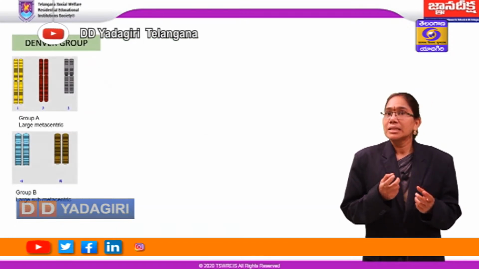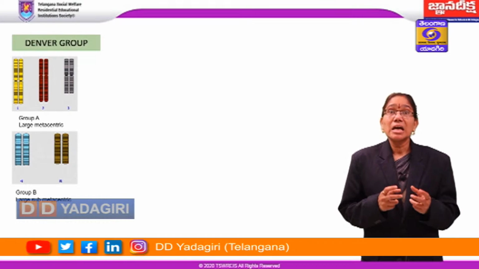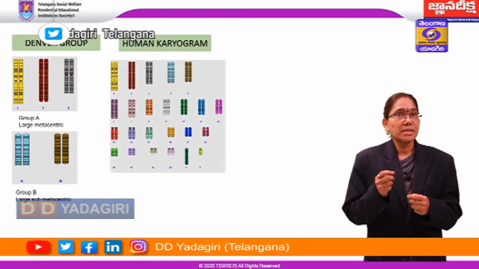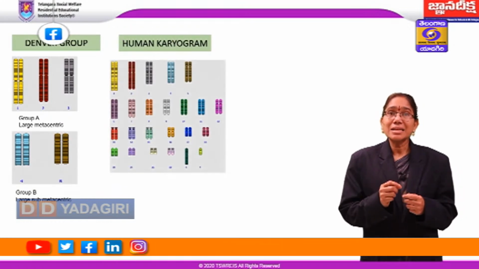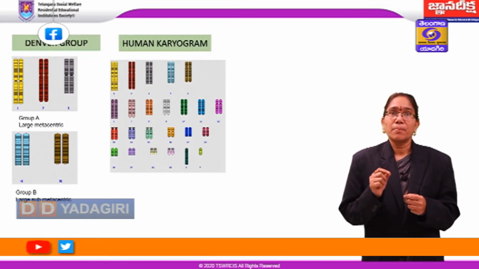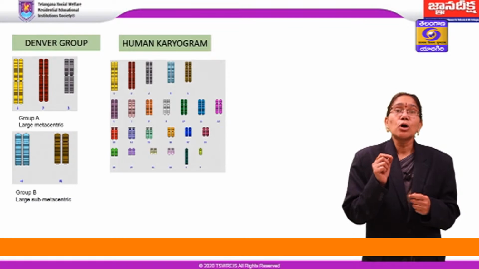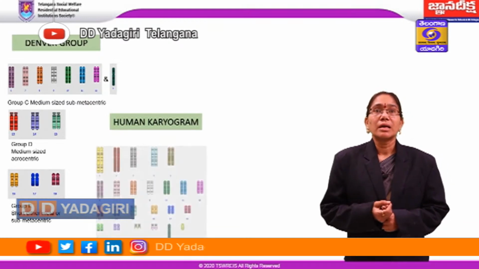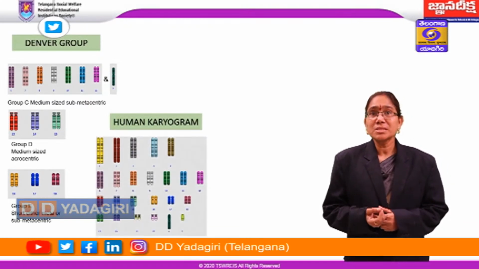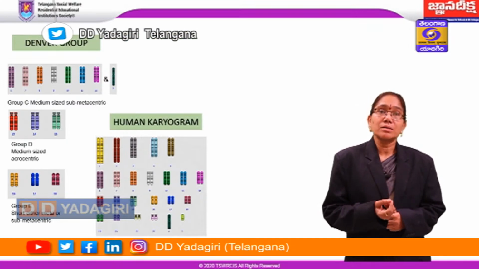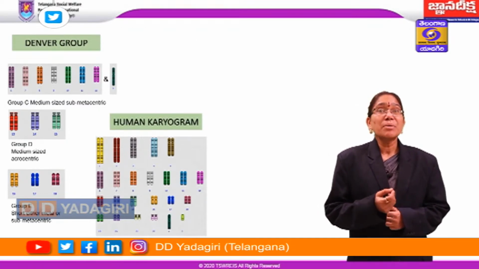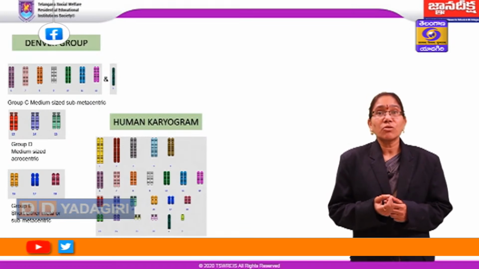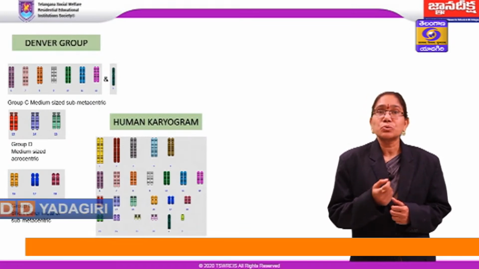Group A includes 3 pairs of chromosomes, which are large metacentric chromosomes. Group B contains 3 pairs of chromosomes. They are large submetacentric chromosomes, but smaller than the Group A chromosomes. Group C is the largest group among all. It has 3 pairs of chromosomes and also the X chromosomes are included in this. All are medium-sized submetacentric chromosomes. Group D has 3 pairs of medium-sized acrocentric chromosomes.